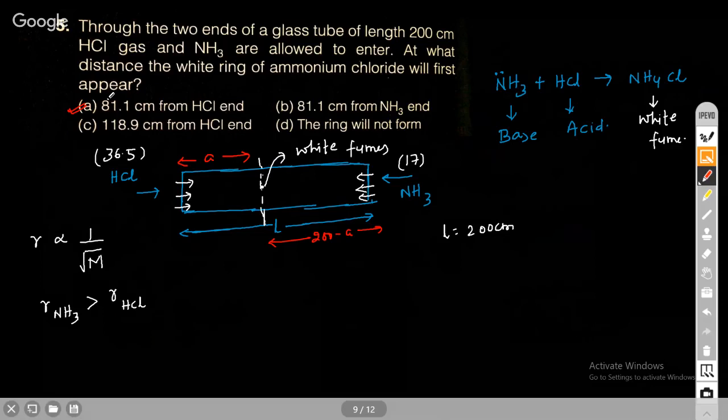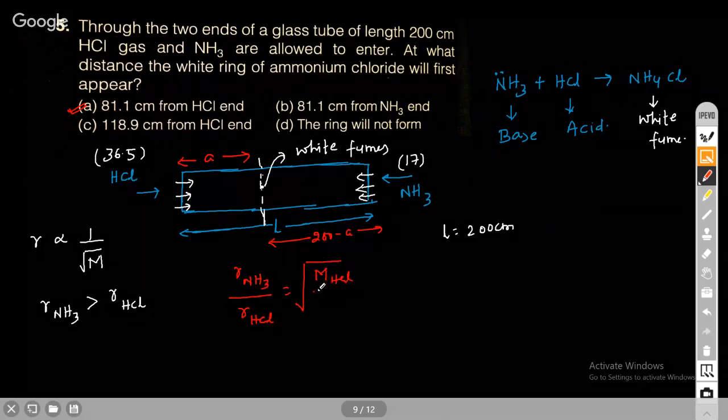So here what we can write, the distance traveled divided by time. The rate of NH3 divided by the rate of HCl will be equal to the square root of molar mass of HCl divided by molar mass of NH3, right? And this will be equal to the distance traveled by NH3, that is 200 minus A divided by time, divided by the distance traveled by HCl, which is A by T.